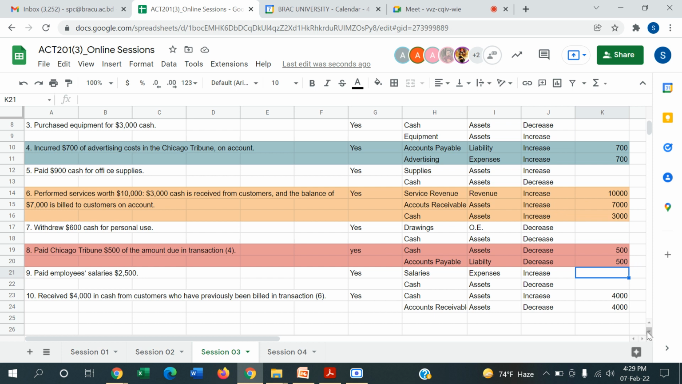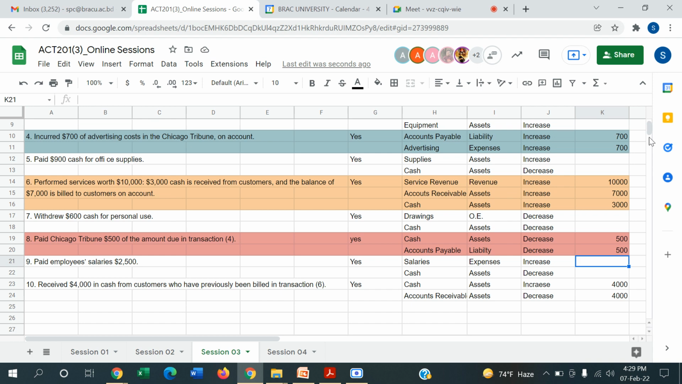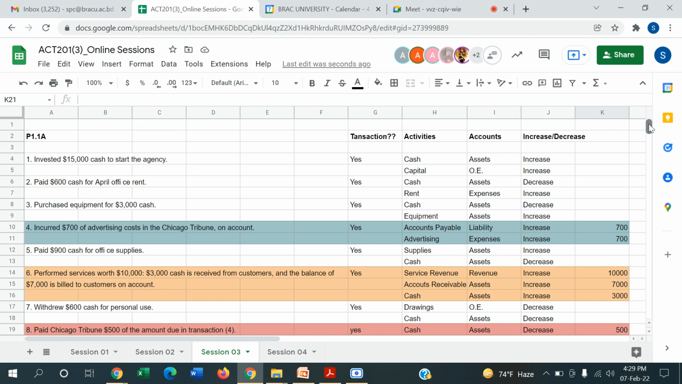Up to that, is there any more query? No, sir. Cool. So this is the first part. This is how we will go for the identification of the transactions part.